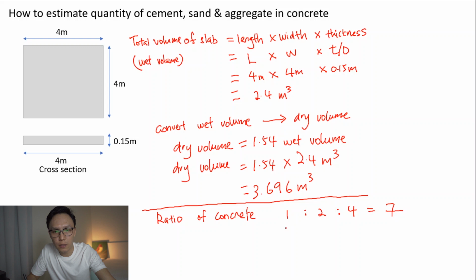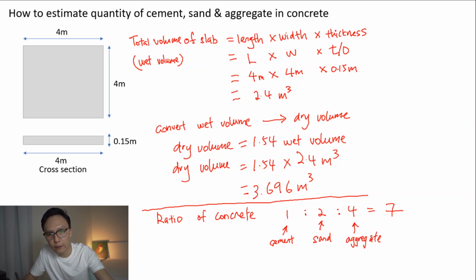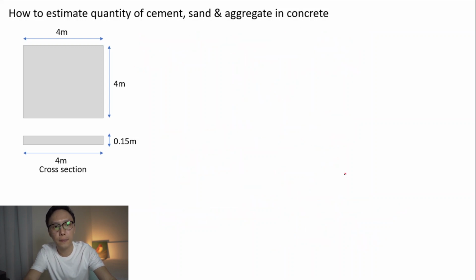Okay, so this is cement, this is sand, and lastly this is aggregate. So the ratio is important for us to proceed to calculate the quantity of cement, sand and aggregate later. 1, 2 and 4. Okay, so let's go to the next slide.